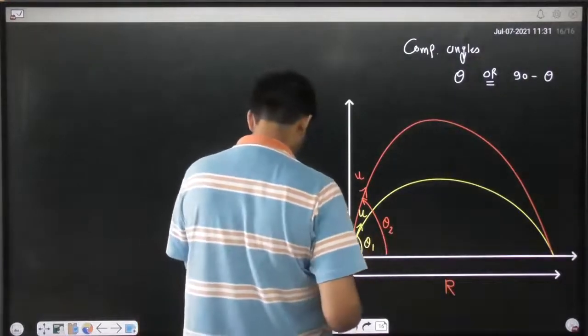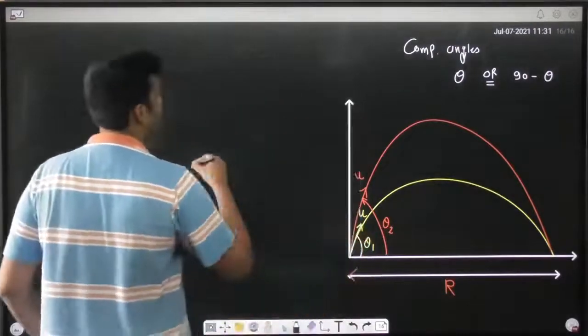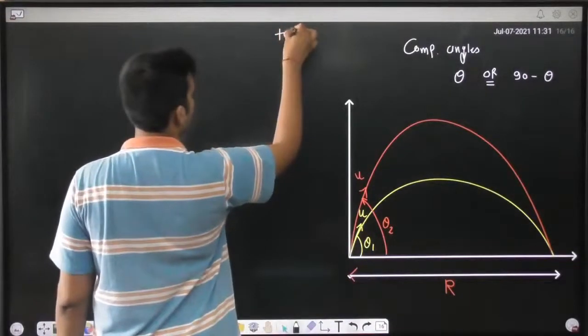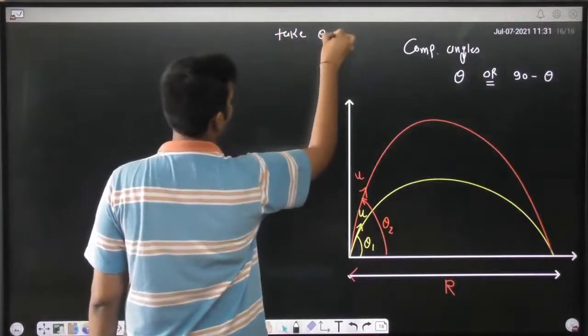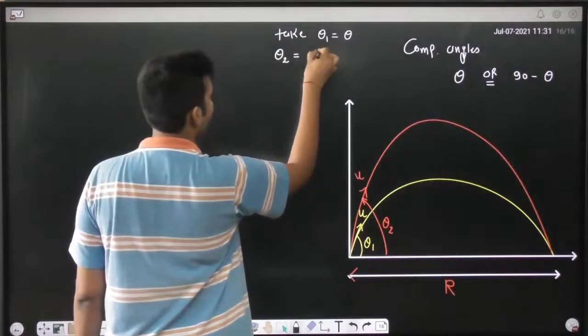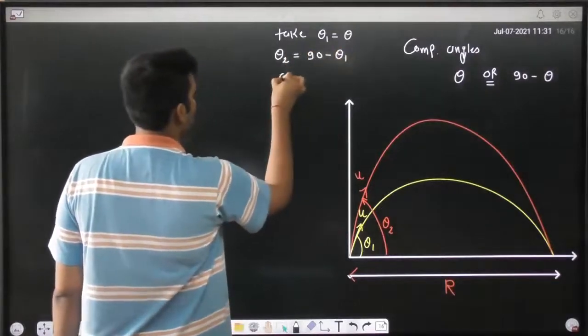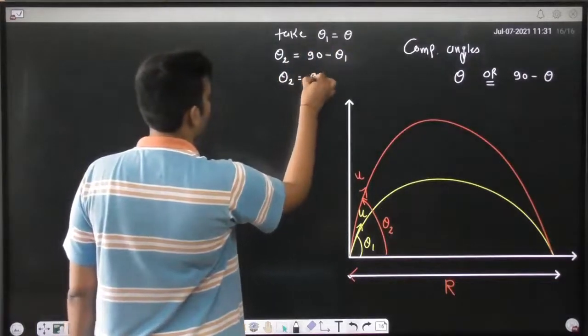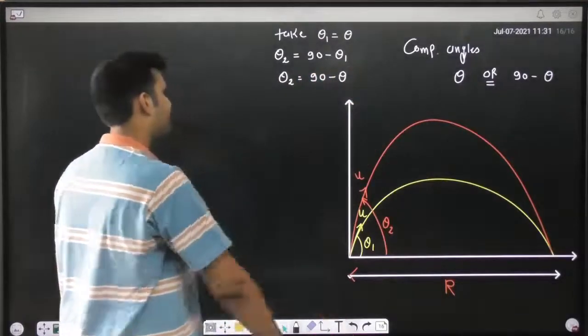So obviously, if both are complementary, if we are proving this only, take theta 1 equals theta. So theta 2 is your complementary, no? So it is 90 minus theta 1. So your theta 2 comes out to be 90 minus theta.